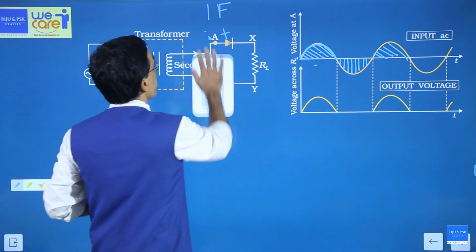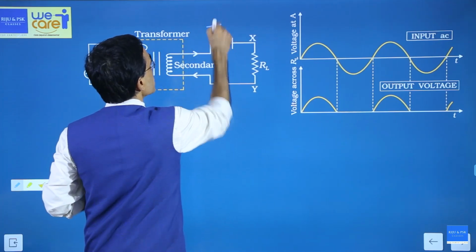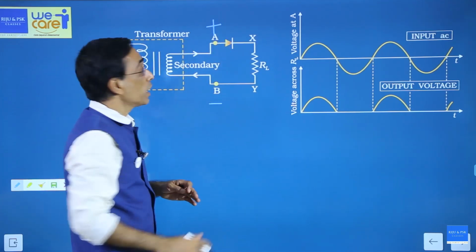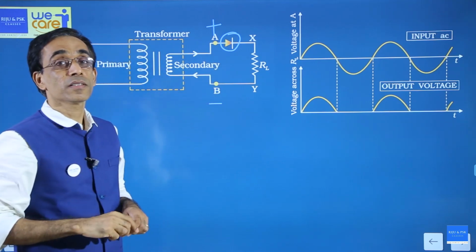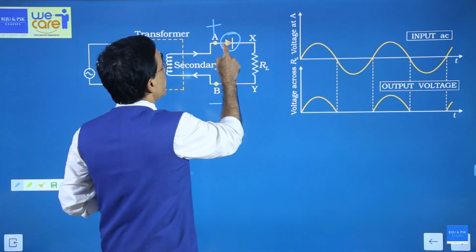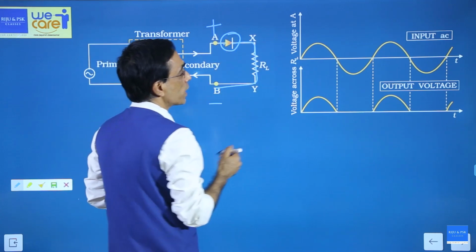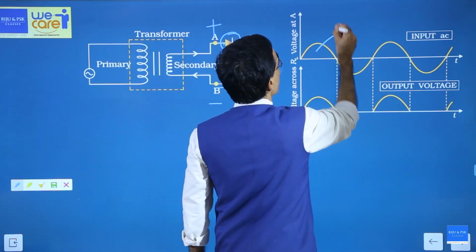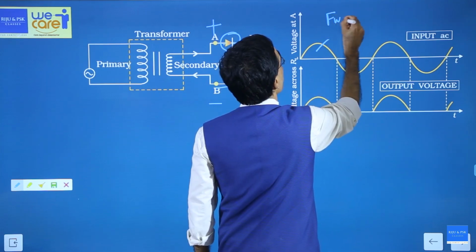That is it. Okay. Now, what will happen? Assume that A was positive and B was negative. Look at the diode. Is it forward bias or reverse bias? P side higher potential, N side lower potential. So this is forward bias. So we can say in this half cycle, diode is forward biased.